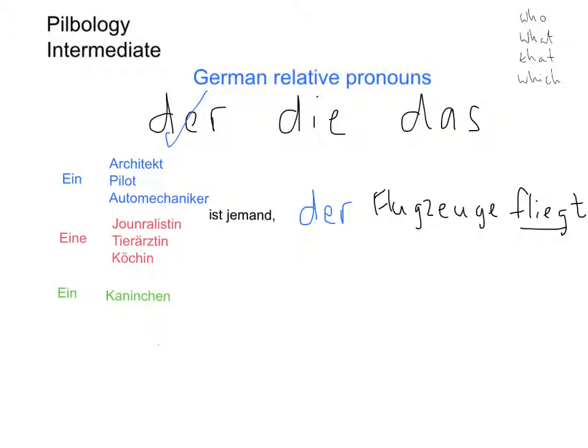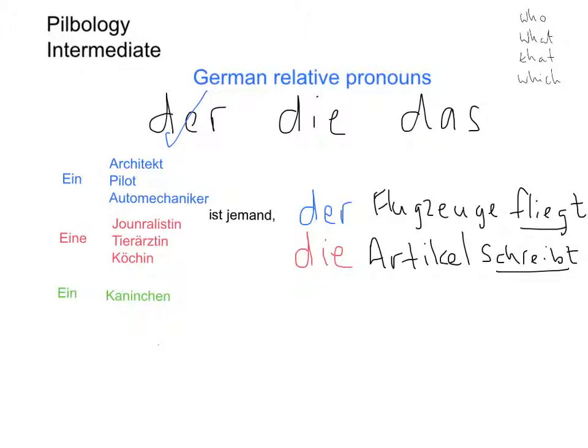So, let's take Journalistin. Eine Journalistin ist jemand, you've probably already got this, die Artikel, as the plural of Artikel, as in an article, is Artikel, schreibt. Might run out of room. Nope. Schreibt. Die Artikel schreibt. Again, verb at the end.